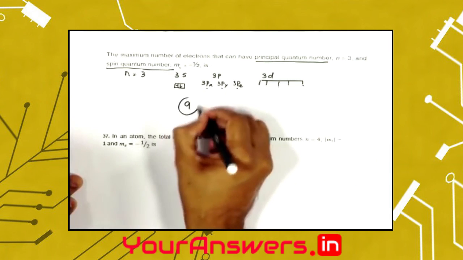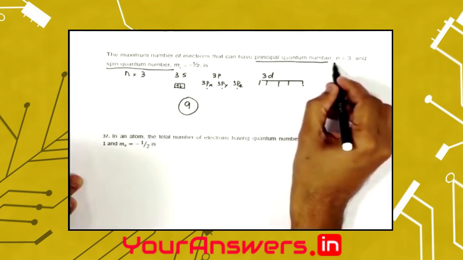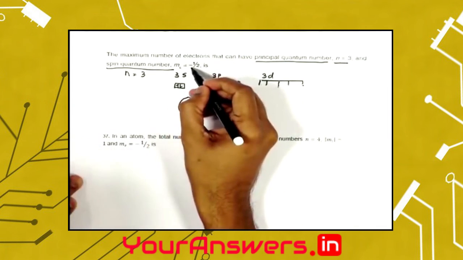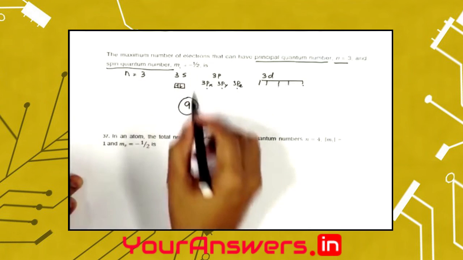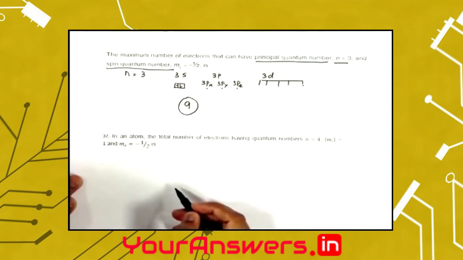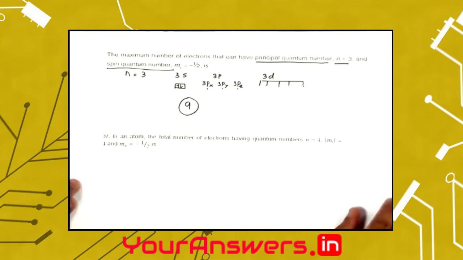So there are 9 orbitals for n equals 3, and each orbital can have only one electron with ms equals minus half. So, the maximum number of electrons that can have these two quantum numbers is 9. The next question is along similar lines.